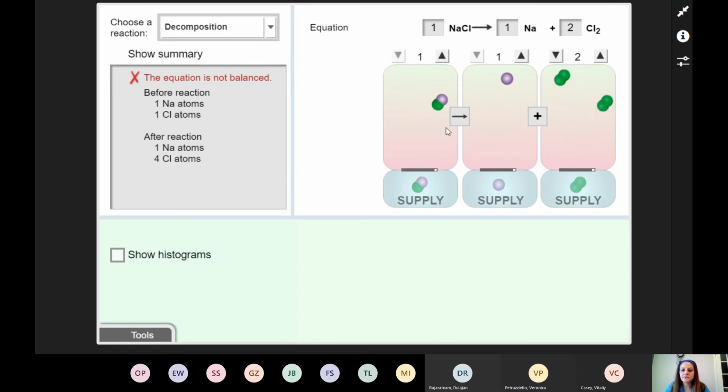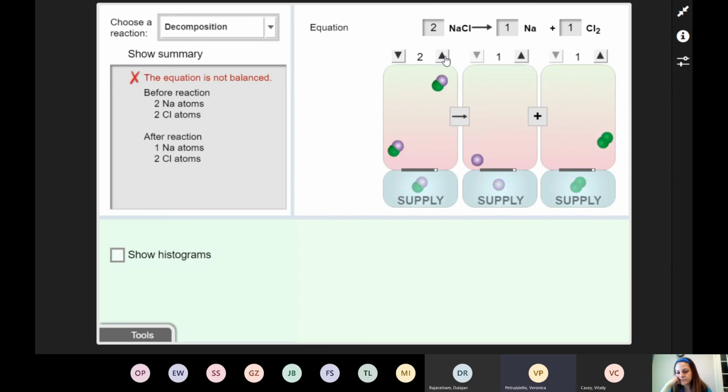Now, count. That makes it 1 chlorine here, 1 green circle, but 2 here. What's the question, Nikki? Or do you mean over here on the left? Where do you want to add chlorine, on the left or on the right? I think on the left side, miss. Yes, because I have only 1 chlorine on the left, but 2 here. This means I need to add here.